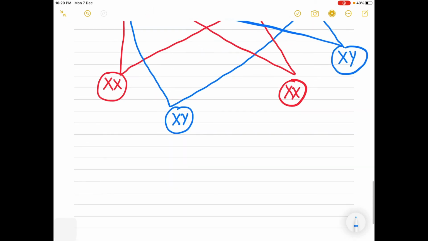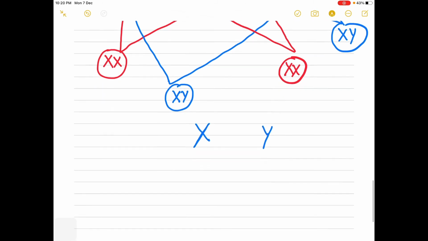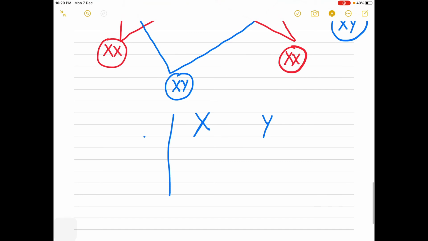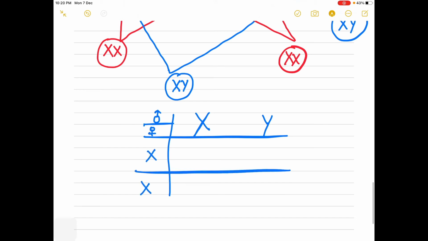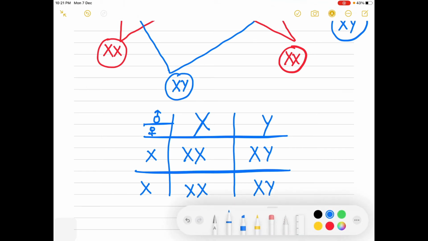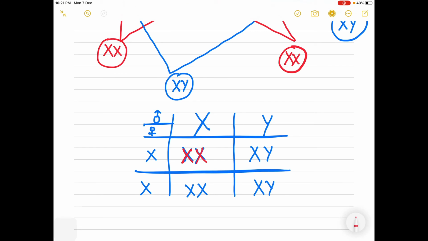Or you can make the square board also. We write here male gametes, and here female gametes, that is XX. So you can make a checkerboard also: X, X, X, Y, X, X, X, Y. As you can see, there are 50% females. Out of 4, 2 are female babies and 2 are male babies.